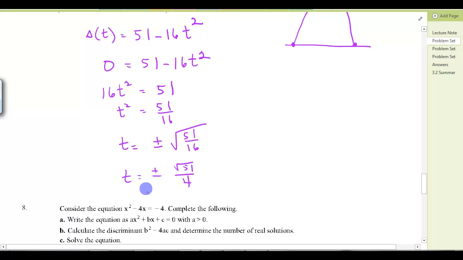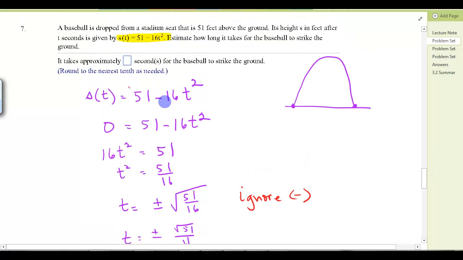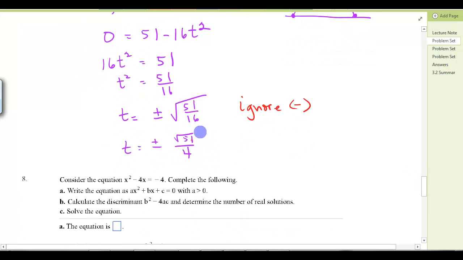Now, let's think about it, we're talking about time. There are 2 solutions. That makes sense, there's 2 places. But do we need this negative one? We don't have negative time, so we ignore the negative, and we do an approximation. I believe it said to round to the nearest tenth. So if you do this in your calculator, square root of 51 over 4, then t is approximately 1.8.